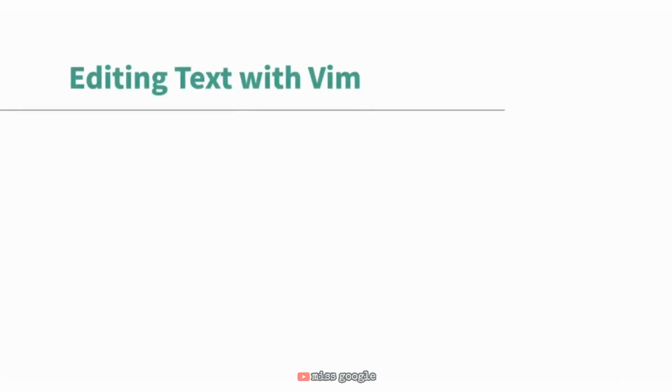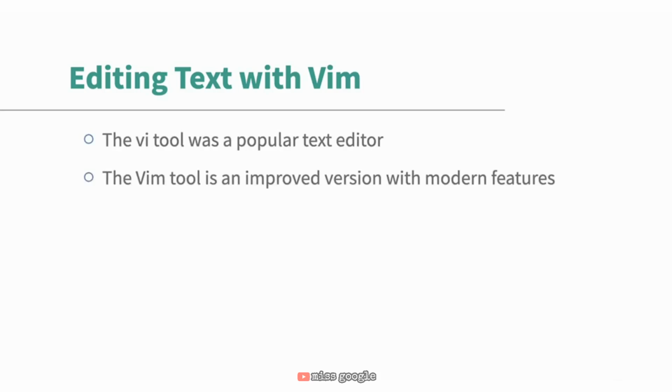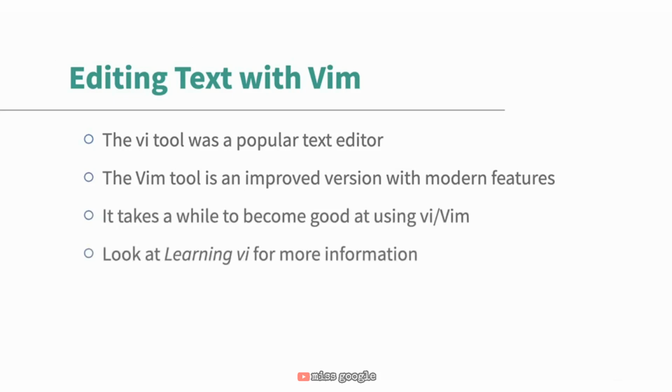On most Linux distributions, there's a text editor called Vim. You'll also see it referred to as VI in some places for legacy reasons. The command name, VI, is a shortening of the word visual, and VI was a popular text editor on BSD Unix. The name Vim stands for VI Improved. VI or Vim takes a little bit of getting used to, and I encourage you to check out our course called Learning VI to get a full sense of how to use it.